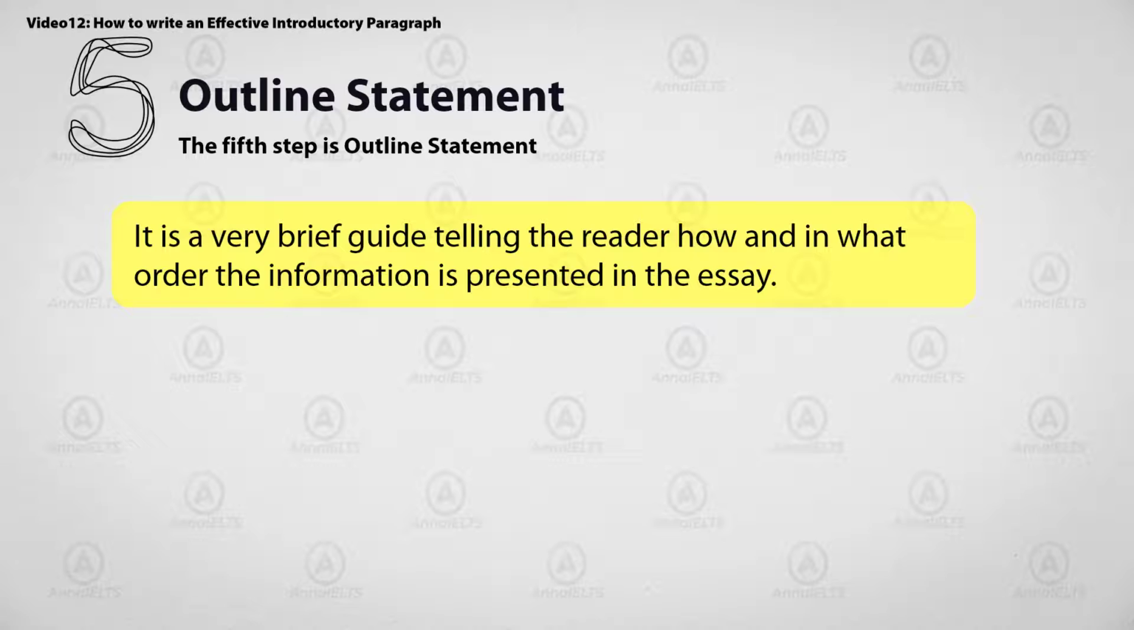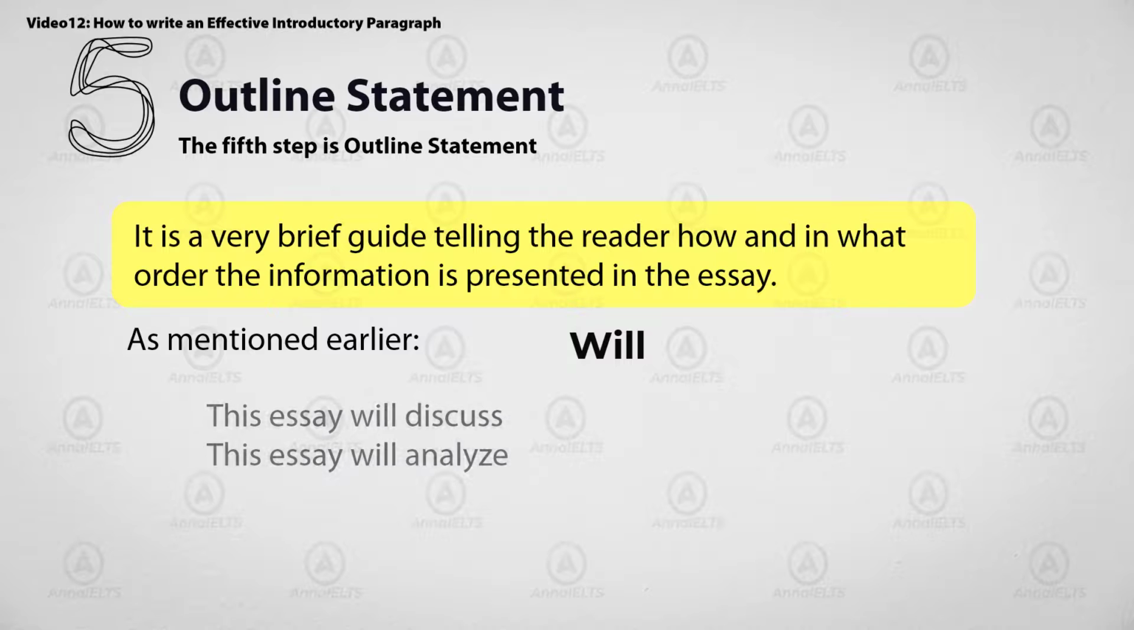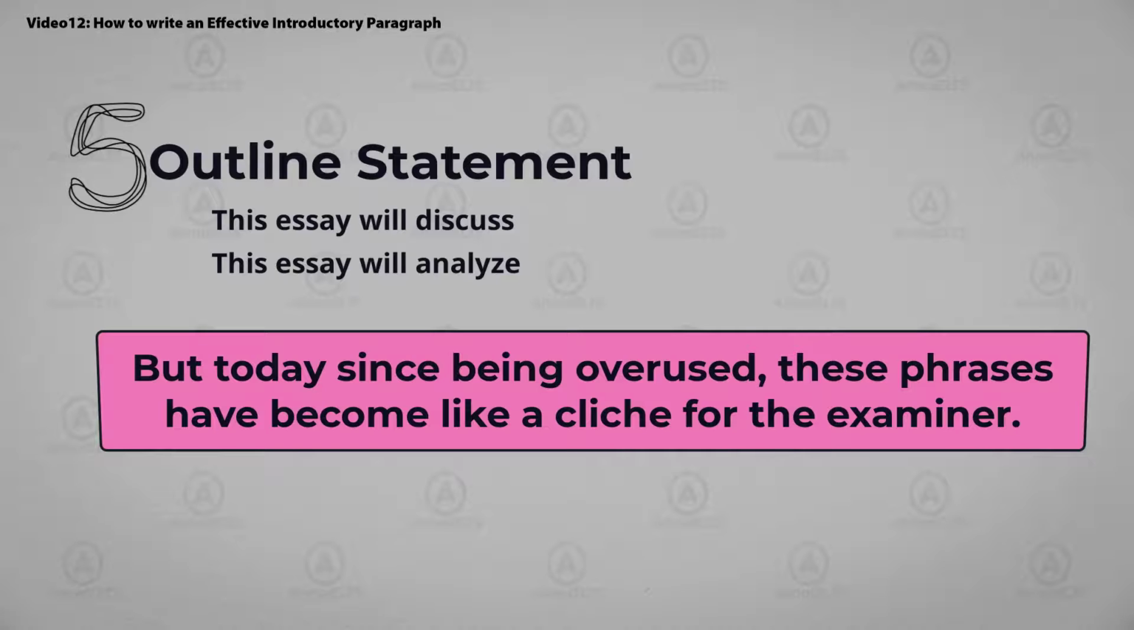Outline statement. It's a very brief guide telling the reader how and in what order the information is presented in the essay. Candidates usually use the simple future verbs, for example, will, when they want to write an outline statement. For example, this essay will discuss. This essay will analyze. But today, since being overused, these phrases have become like a cliché for the examiner.